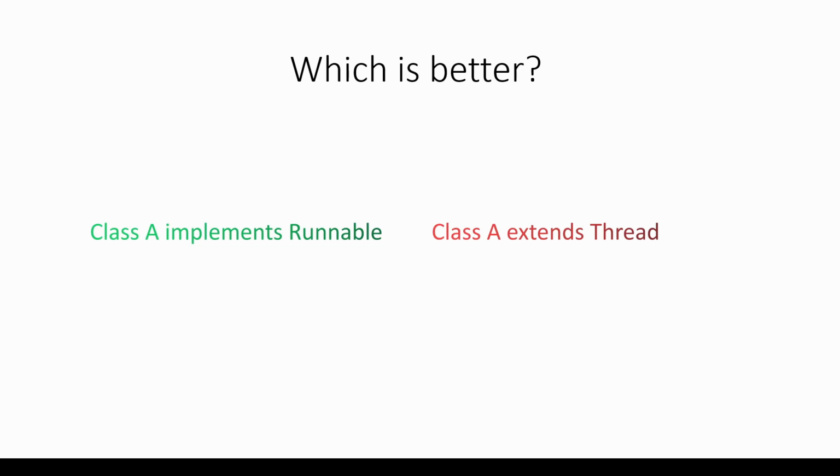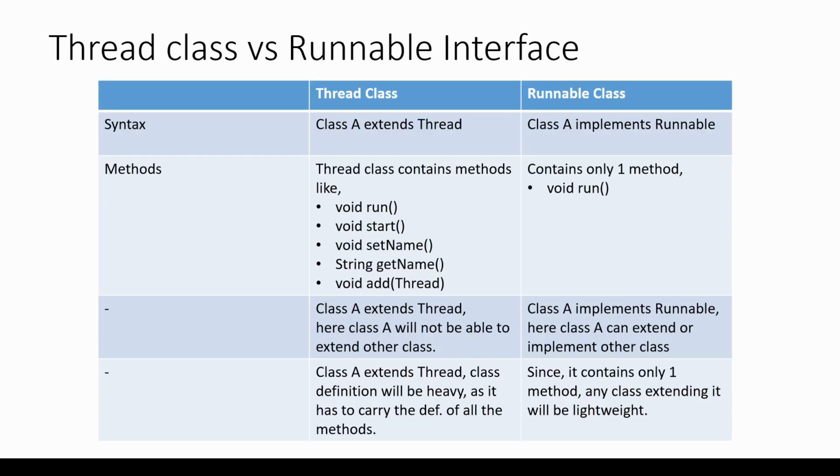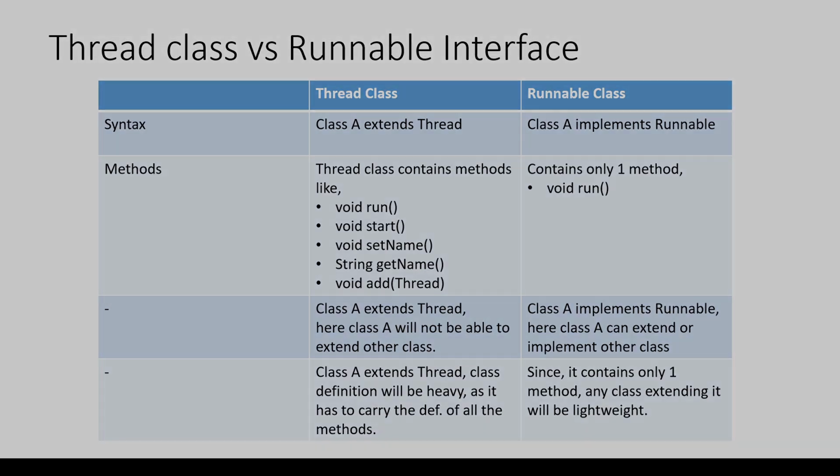So now we'll see which is better. Whether it's good to implement the Runnable interface or extend the Thread class. As with the previous discussion about the differences, it's always good to use the Runnable interface rather than the Thread class, because the Runnable interface will not make your class signature heavy and it allows your class to extend new classes or implement new interfaces.